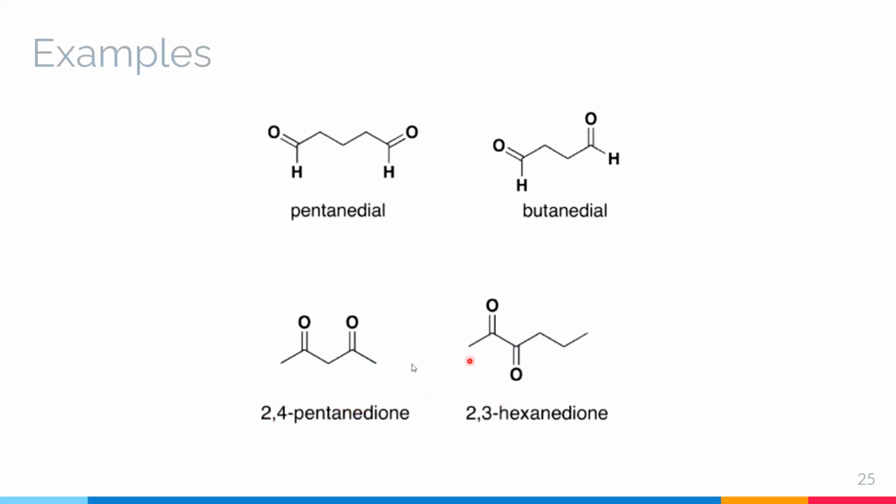Now, how about this one? This one is equal, so we can count from left and right. This one, on the other hand, we start counting where more of them use up the lesser numbers. We can start here. 1, 2, 3, 4, 5, but 2 and 3 is better than 4 and 5. It's a hexane, 2,3-hexanedione. So this last part is pretty straightforward, but you'll see this.